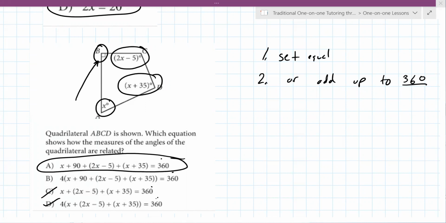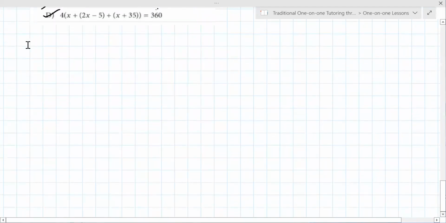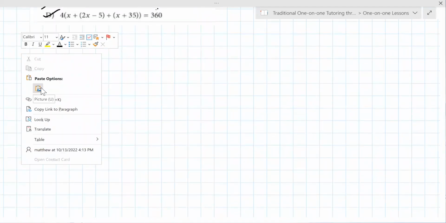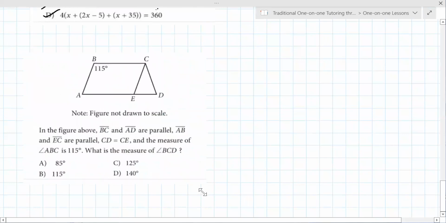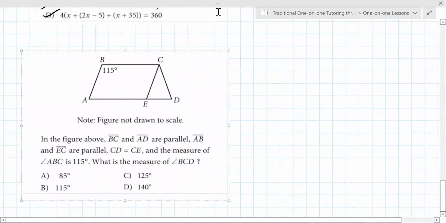All right. So we'll have to do a little bit of work on this one together, but go ahead and read it to yourself.